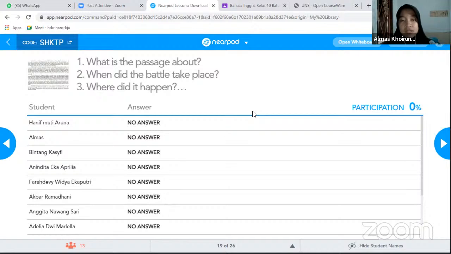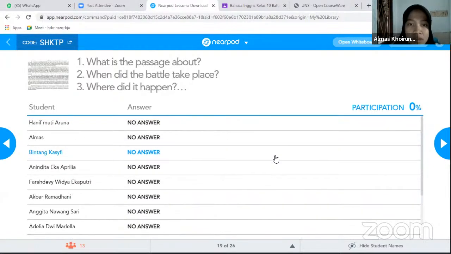And then the second question is, when did the battle take place? The third question is, where did it happen? And for the fourth question, we have, what caused the battle? And you can draw a diagram that shows chronologically the events that led to the battle. Maybe you can just write about the chronological events, like in the orientation we have what, and then in complication and resolution, as well as in the structure of the text that we have learned before.